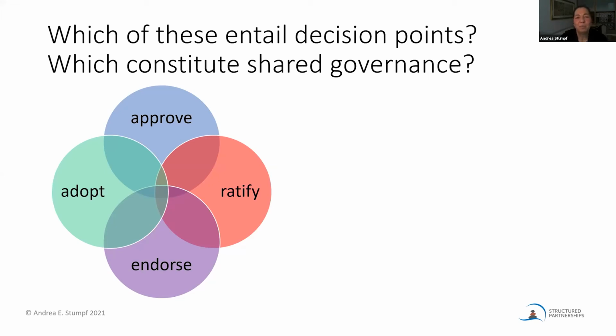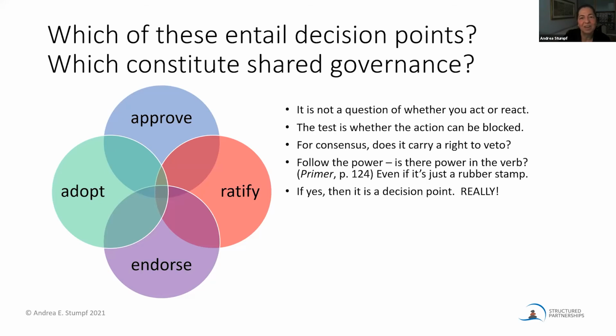So I know people try to parse these terms, but I'm going to be much more legalistic about it, I guess would be the word, and suggest to you that this is not a question of whether you're acting or reacting. It doesn't matter if you're endorsing something that was already approved by someone else, or if you're ratifying something that already went through the approval process elsewhere. The real test is whether the action can be blocked. And that is essentially the consensus question of, is there a right of a veto?